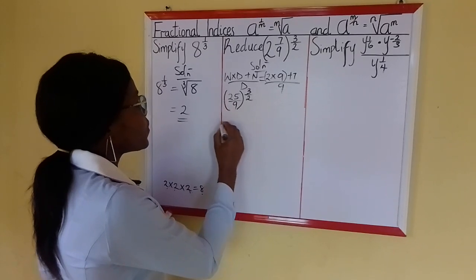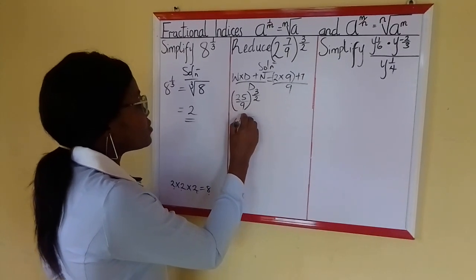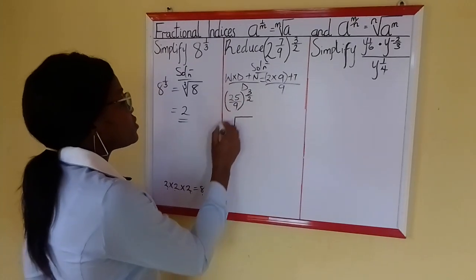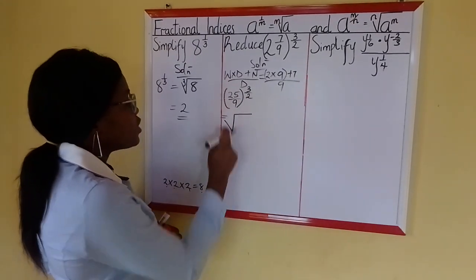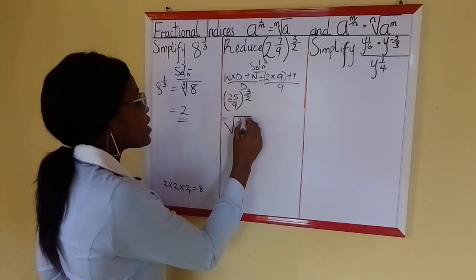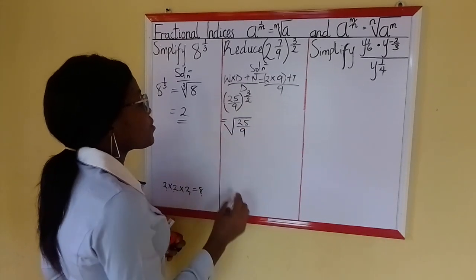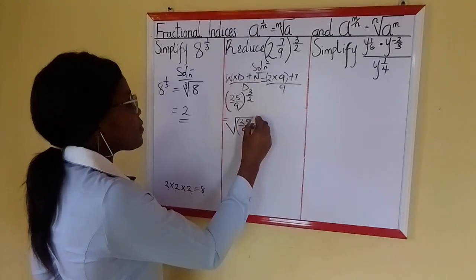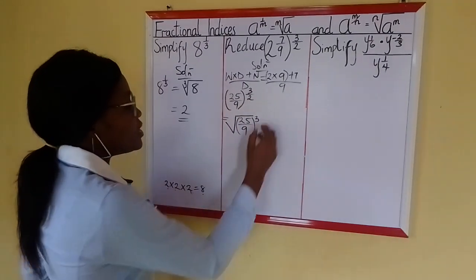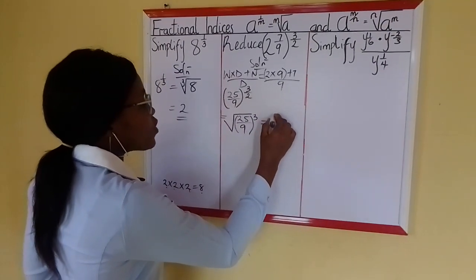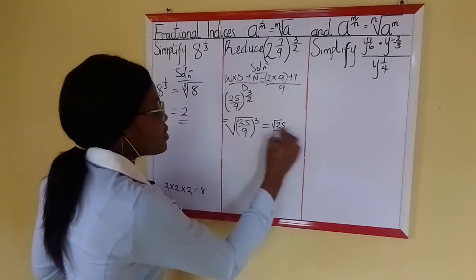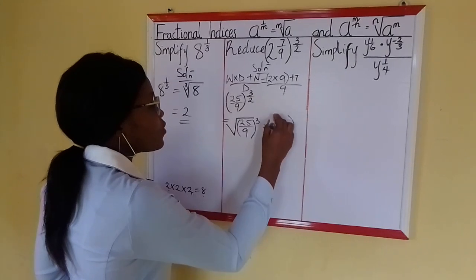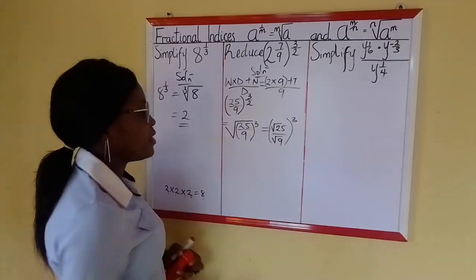So we have, this time it is square root because we have 2. Let's put our equal sign here. Square root of 25 over 9 in bracket, raised to power 3. This is also the same as square root of 25 divided by square root of 9, all raised to power 3, like this.